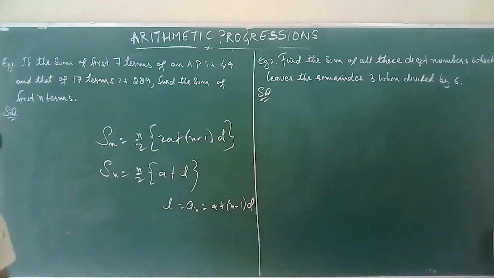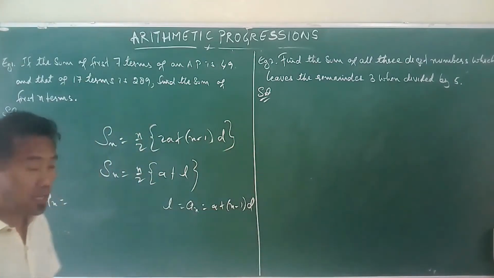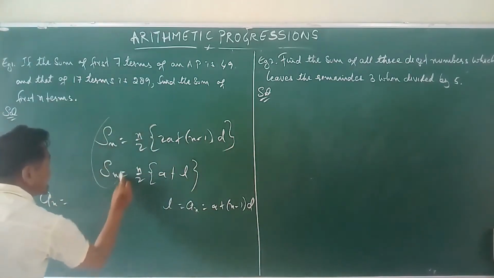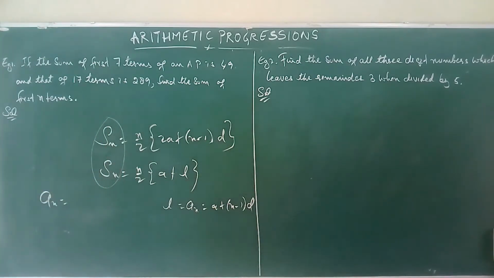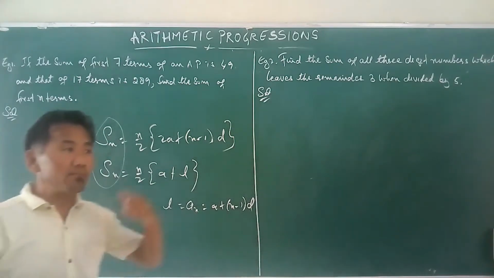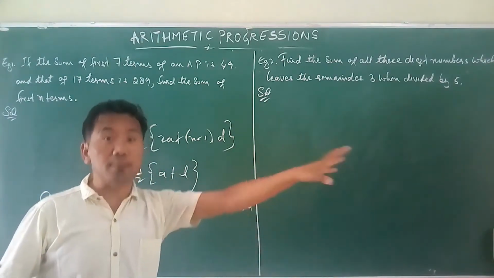And another important formula we have is for finding the nth term, nth means an. If the sums are given, and if the two sums are given, then how are we going to find the nth term?